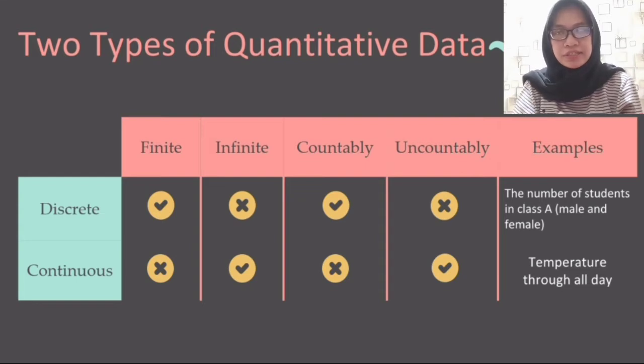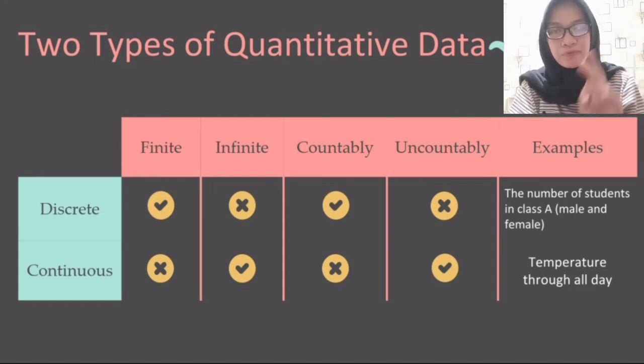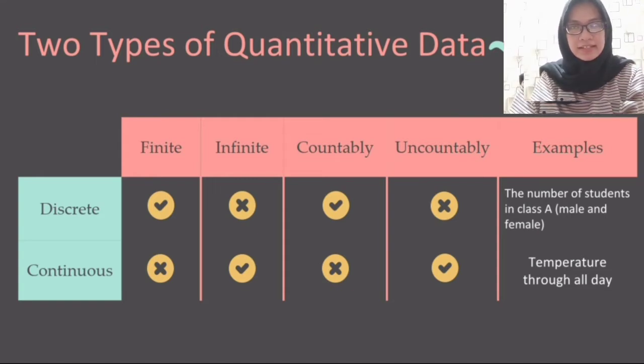And then continuous data is infinite and uncountable. It means that it has fractions and it cannot be counted. For example, temperature through all day. Let's say the temperature is now 20 degrees Celsius. It doesn't mean that 20 degrees Celsius is twice as hot as 10 degrees Celsius.